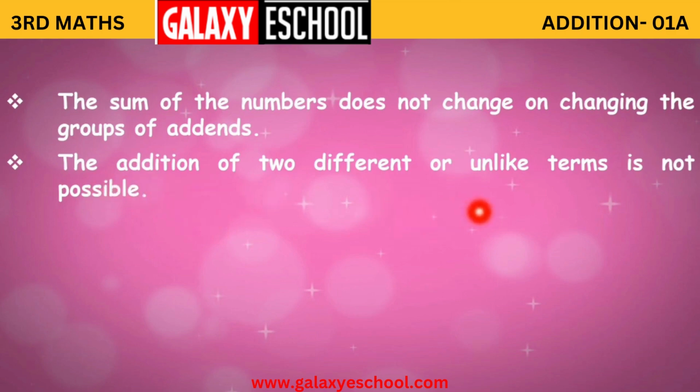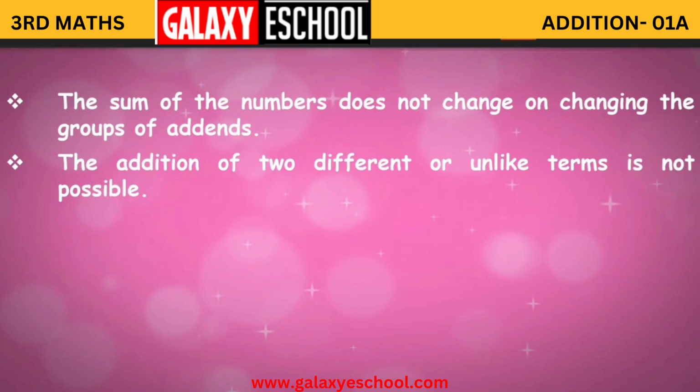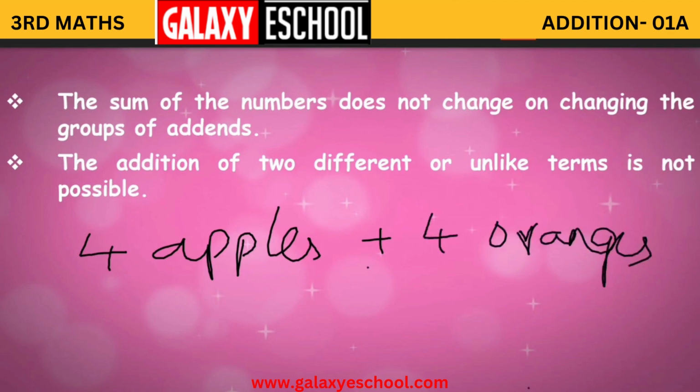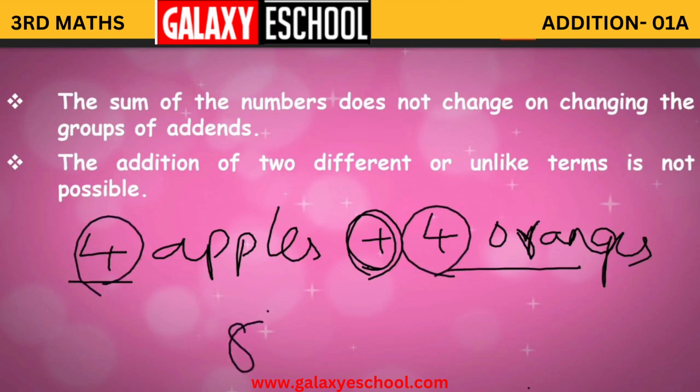The addition of two different or unlike terms is not possible. If I say one basket has 4 apples and then another basket has 4 oranges, and if I ask you to find out the sum, meaning addition. Okay, children? 4 apples and 4 oranges. The sum of 4 apples and 4 oranges cannot be found. You cannot say, okay, 4 plus 4 becomes 8. But what are these 8? Are these apples or oranges? Right, we cannot add these two terms.